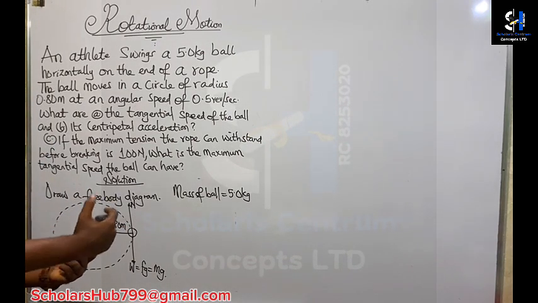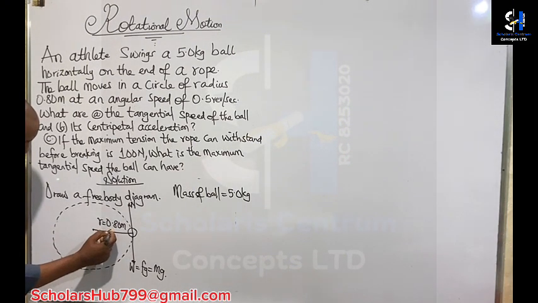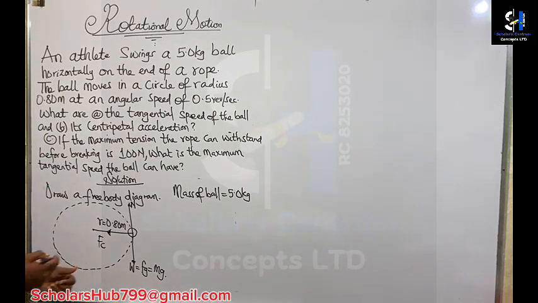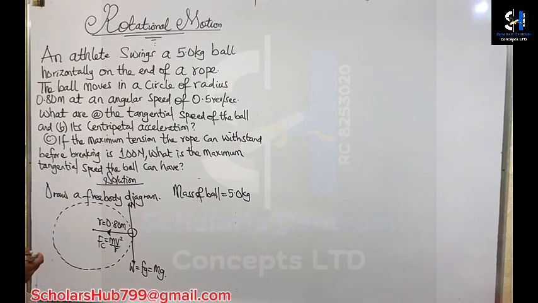Because the force keeps the body directed towards the center of the circle along which it moves, we can say that the force is Fc, which is the centripetal force, and this force will be mv squared over r. So we can have v, which is the tangential speed.